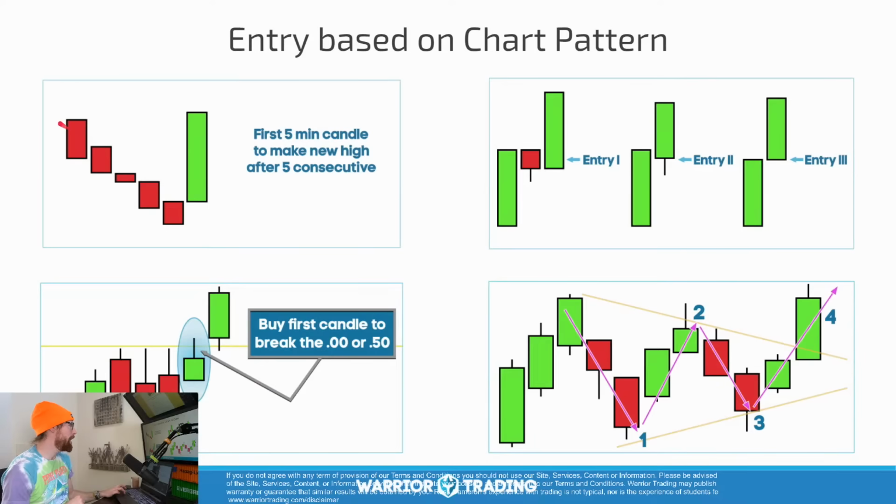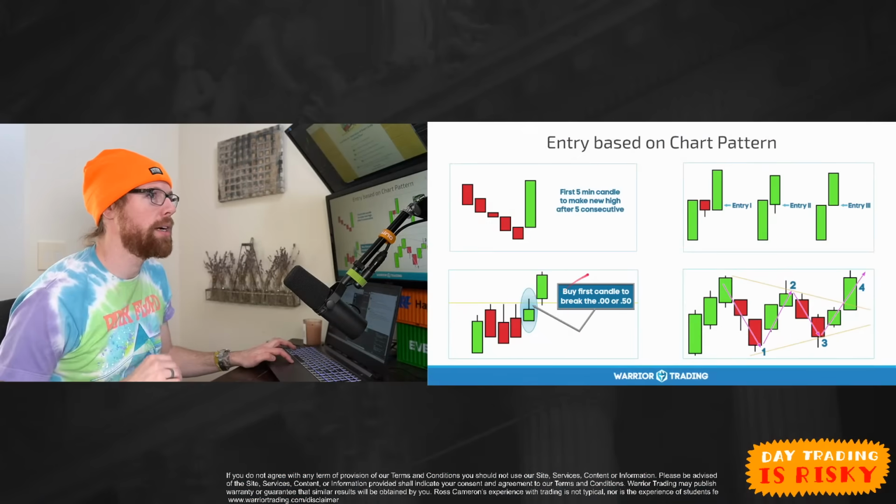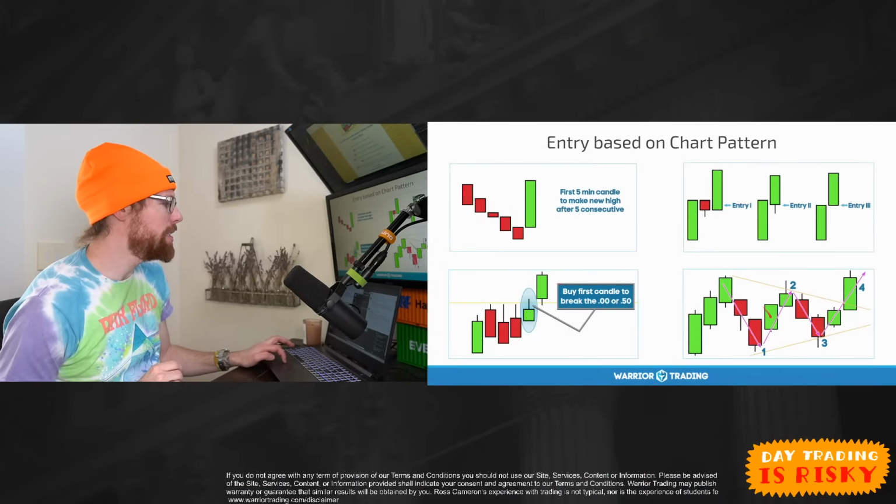This scalp trade setup would be buying the first candle to make a new high after a sell-off. That could be either a reversal or a dip trade. This is a micro pullback setup right here. This is a break through a flat top right there, which I know is somewhat blocked by my video, but I can move that there and you can see it better. And then this is an ABCD pattern.